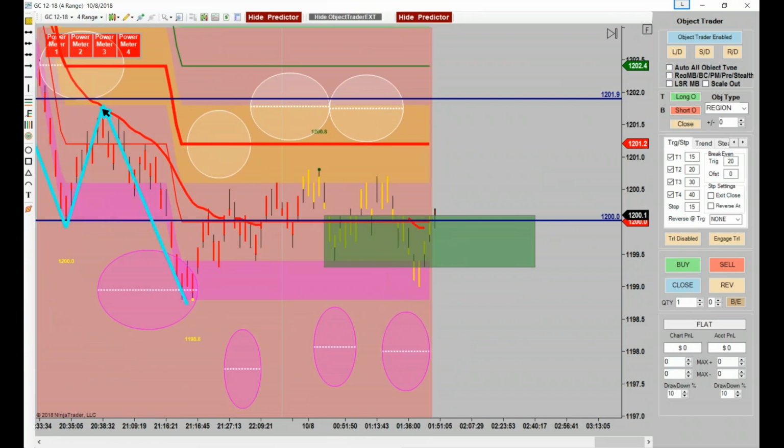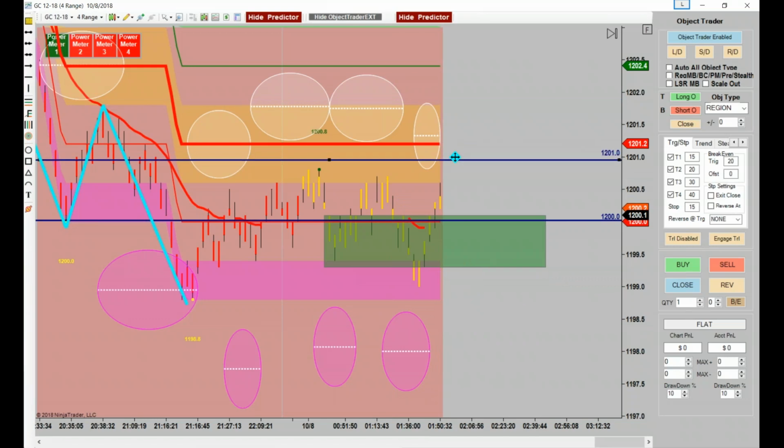Okay, so we got a swing over here. We got a swing here, but it's not identified because they never took out the low. So you couldn't put your stop here, right? Okay, let's see if we can get a little consolidation patch. That's looking pretty good.